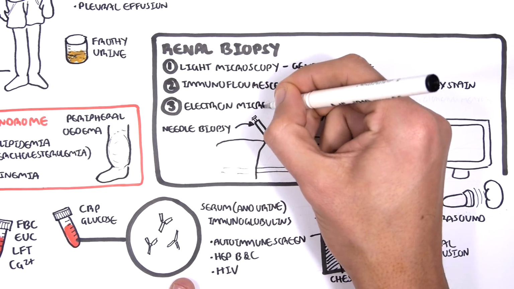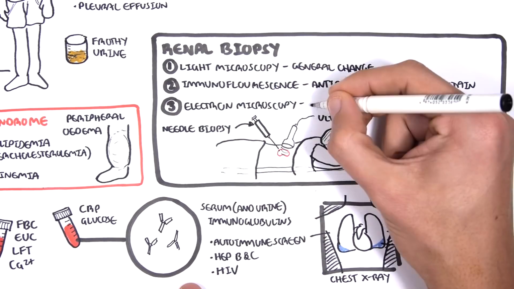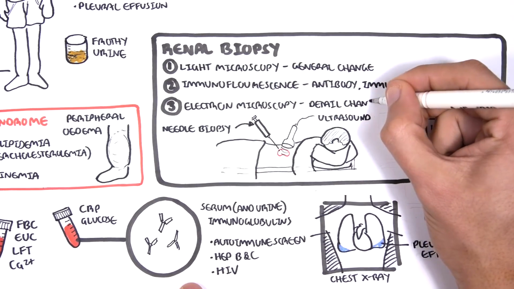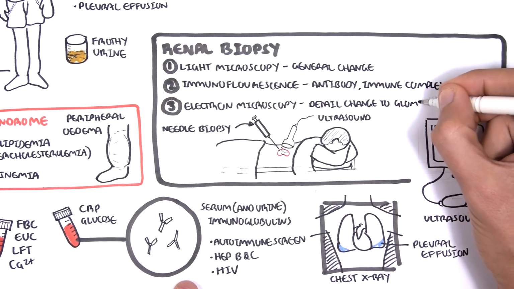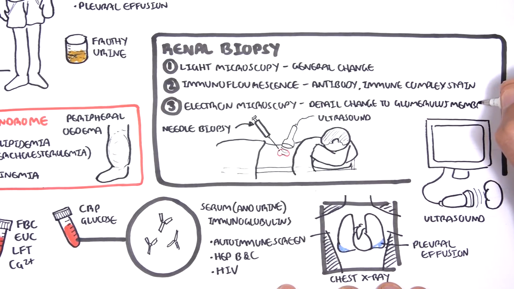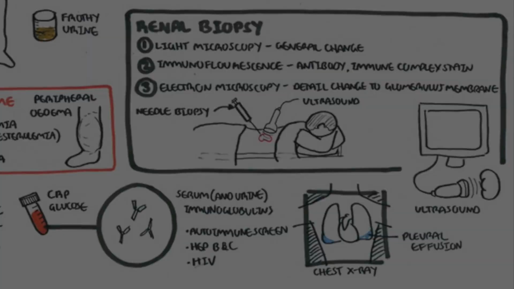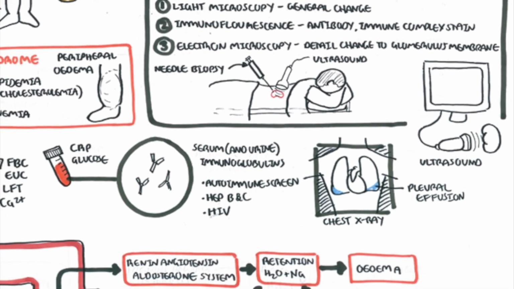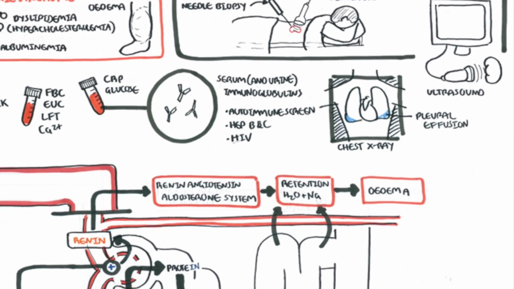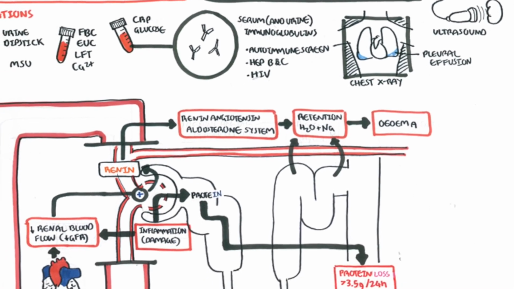Number 3, finally there is electron microscopy, which looks at the detailed architecture of the glomerulus, specifically the membrane of the glomerulus, where the problems might be occurring. Finally, the management of nephrotic syndrome depends on what the type is, and it won't be discussed in this video.